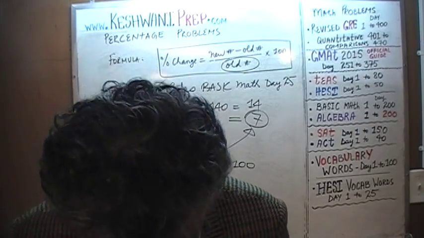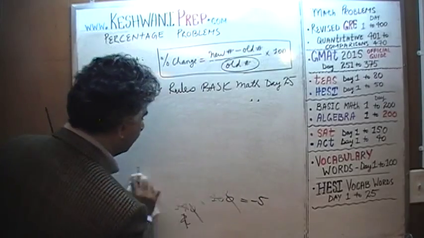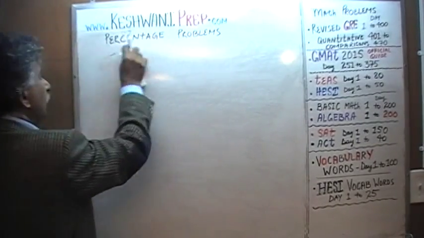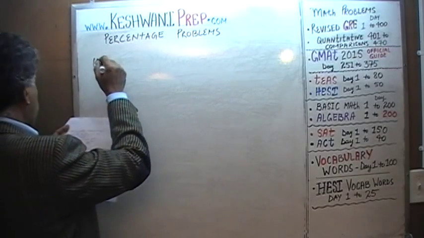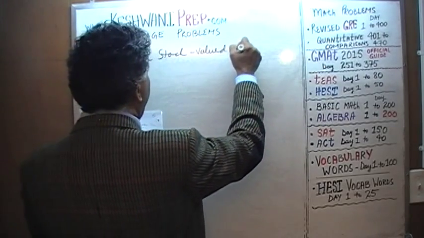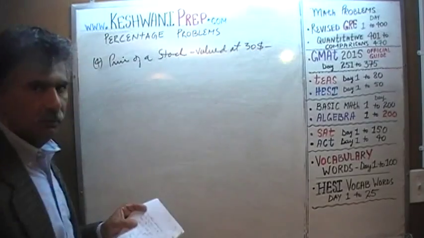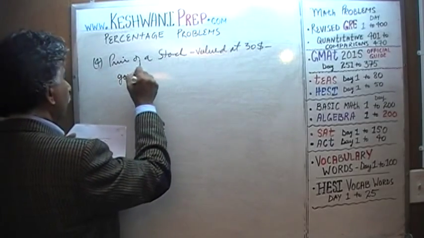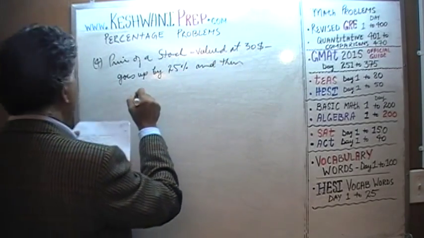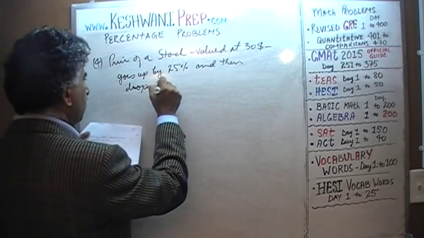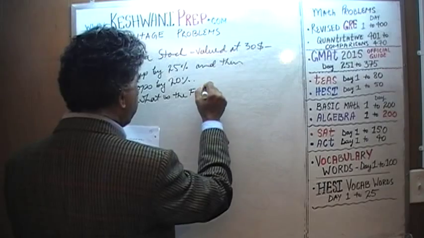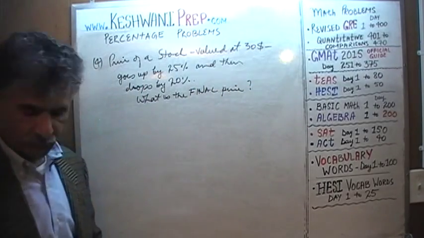Let's do one more. Number 4. Let's erase all of this, we don't need any of this. Price of a stock valued at $30. The price of a stock, which was originally valued at $30, we are told, goes up by 25%, and then the next day it drops by 20%. The question simply is, what is the final price of the stock?